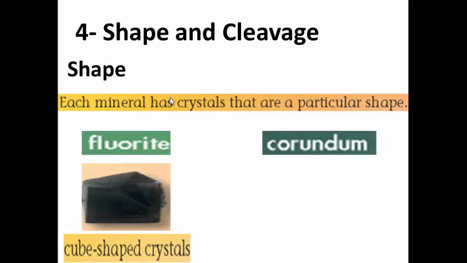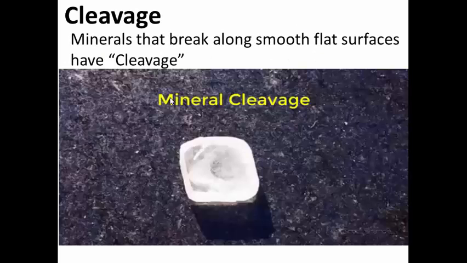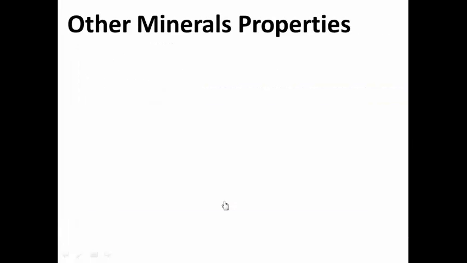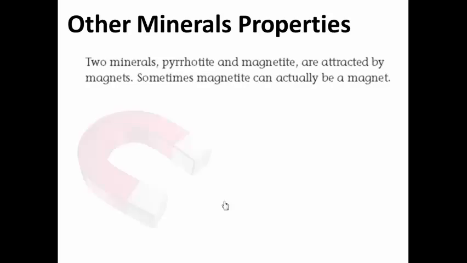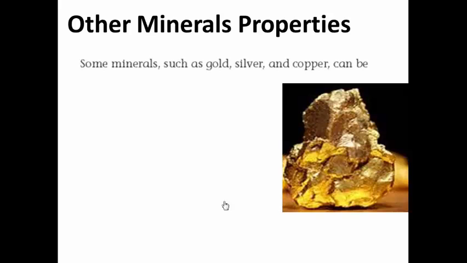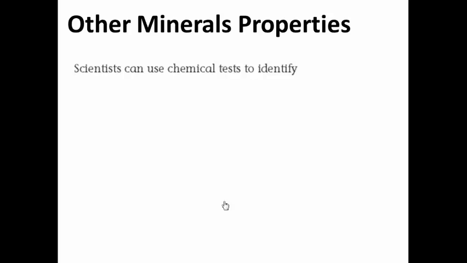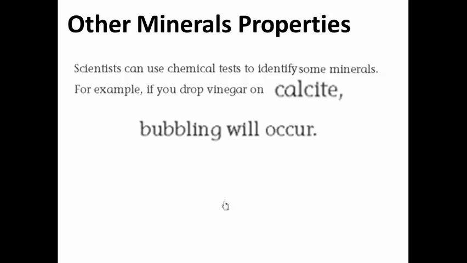Each one has its specific shape of crystals. And finally we talked about cleavage. How can I say this is cleavage? When you break along a smooth surface. Yes, let's go. We have here the last one, other mineral properties. We talked about magnetite and pyrite. We talked about gold, silver, and copper, which can be shaped or cut. And finally, we talked about how scientists can do chemical tests. For example, when you put vinegar on calcite, it gives you bubbles, or bubbling will occur.